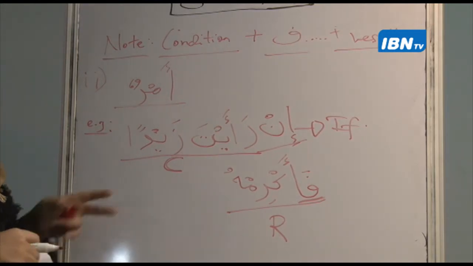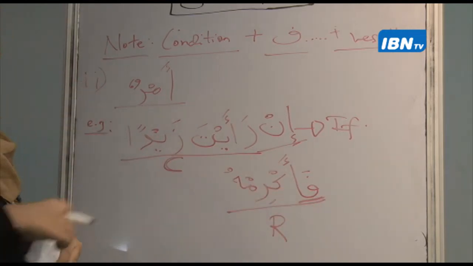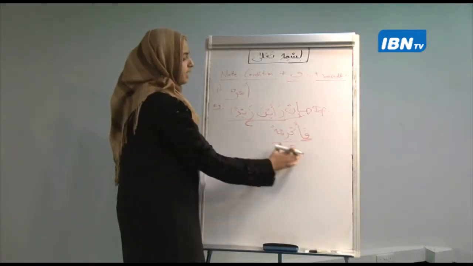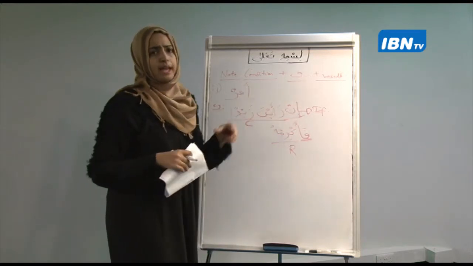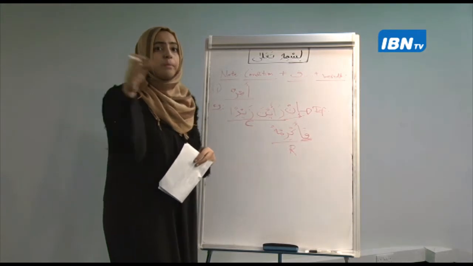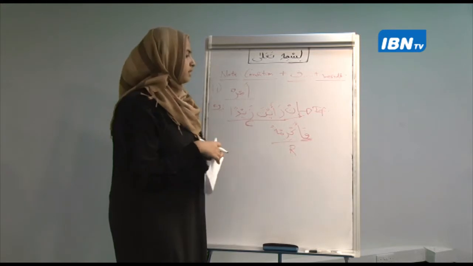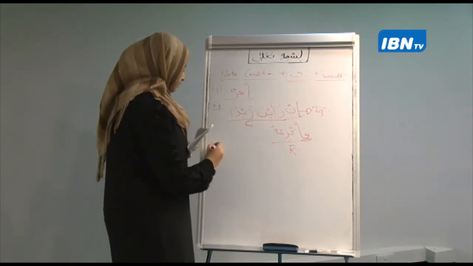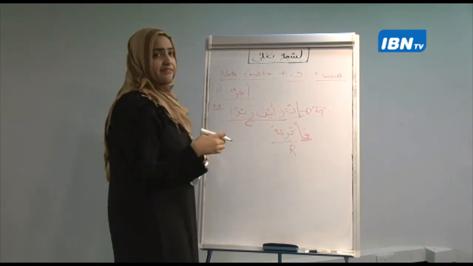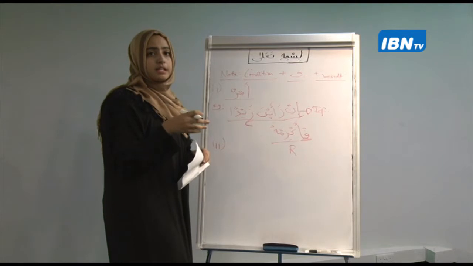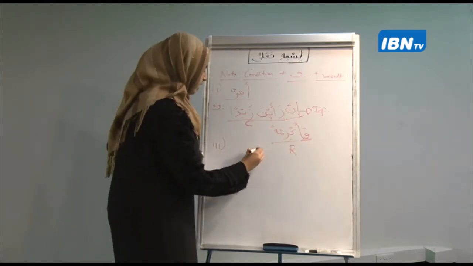So the second case: if my result is amr, the fa will appear in between the condition and the result. Of course, from our first ruling, in always appears before both sentences, before the shart and before the jaza. Now our third case is if the jaza, or the result of the sentence, is a prohibition, a nahyu.